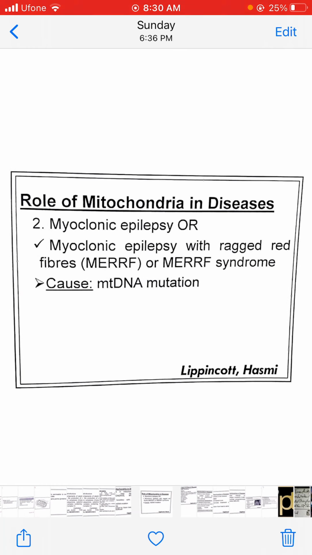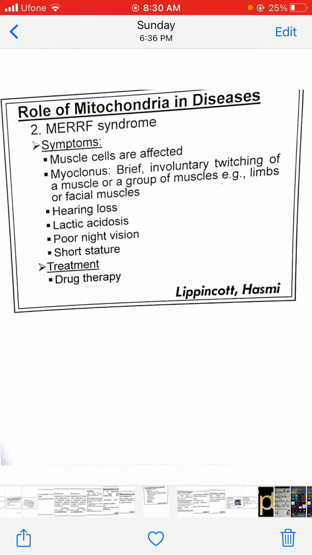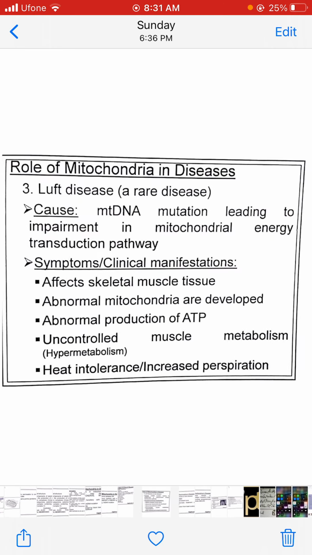Myoclonic epilepsy or myoclonic epilepsy with ragged red fibers or MERRF syndrome. It is also due to the mutation in the DNA, and the symptoms mostly are of muscular defects, and it may lead to the involuntary twitching of the muscles, and could also lead to hearing loss, lactic acidosis, poor night vision, short stature, and symptomatic drug therapy is the treatment for it.